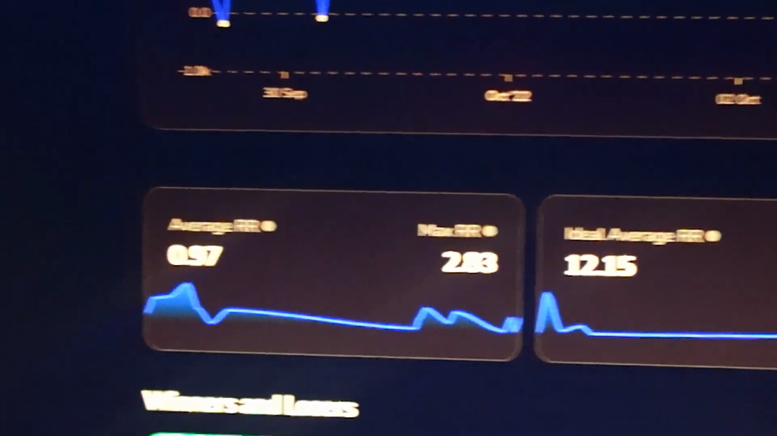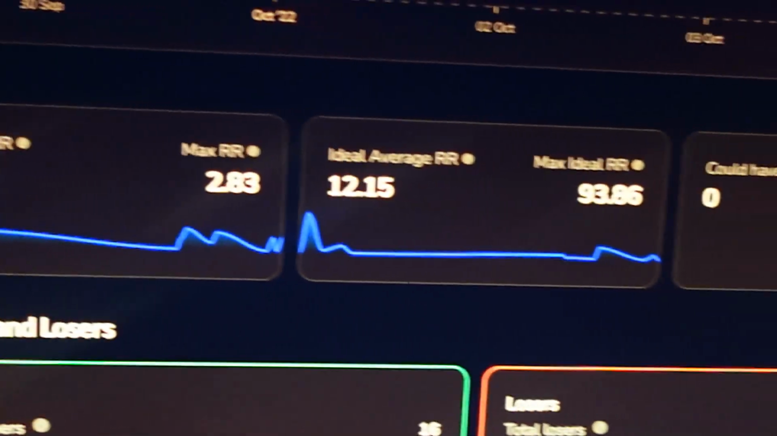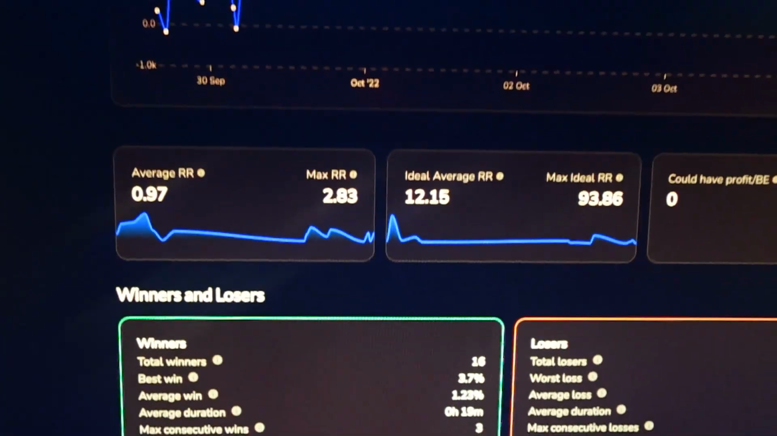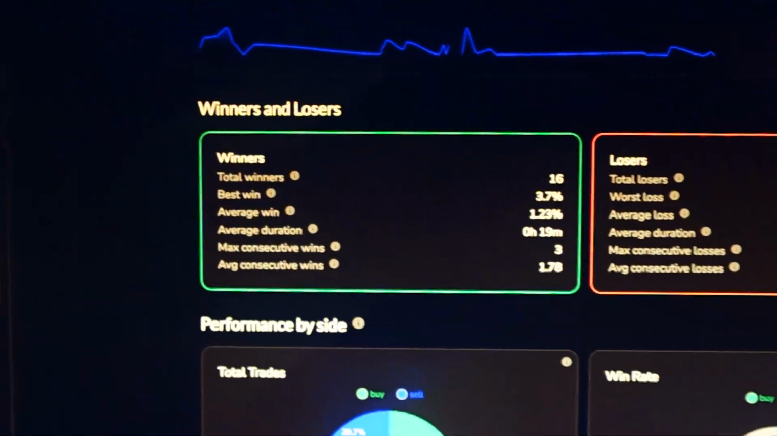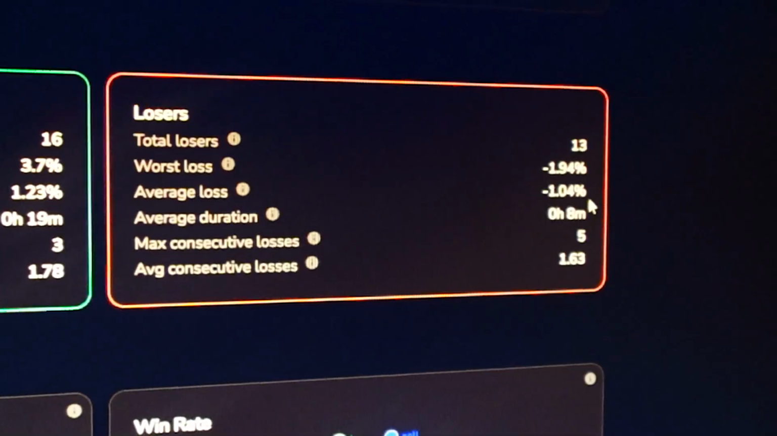The RR isn't the best. 1R, basically 97R. God damn it. Max R, ideal, and then max ideal. Here are the stats right here too. The winners, right there. And then the losers.